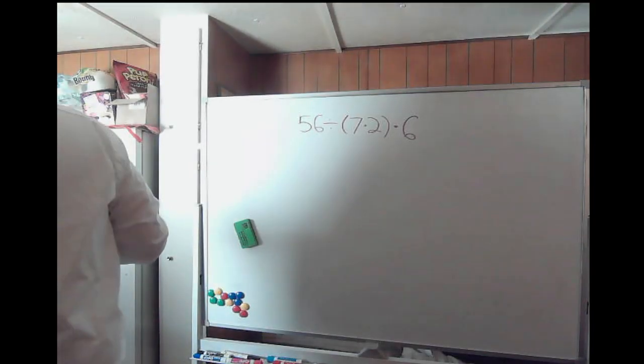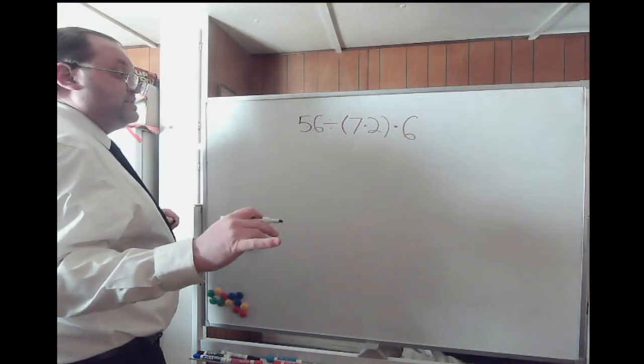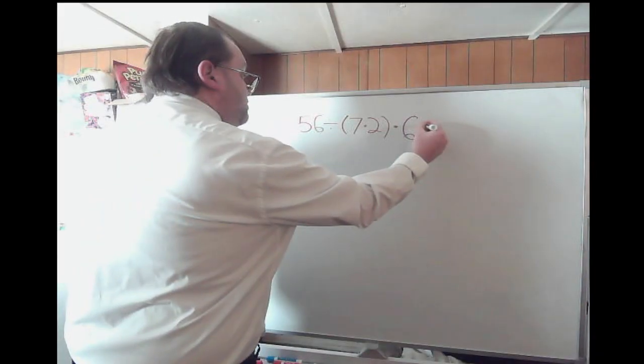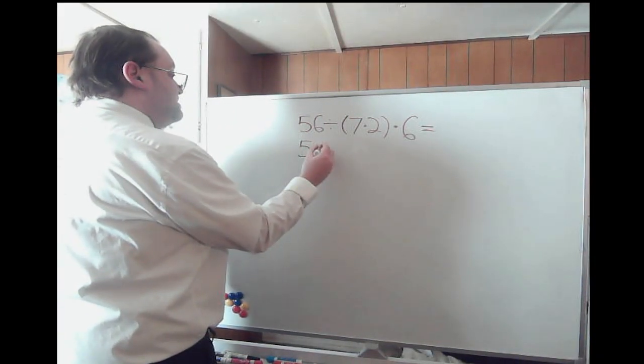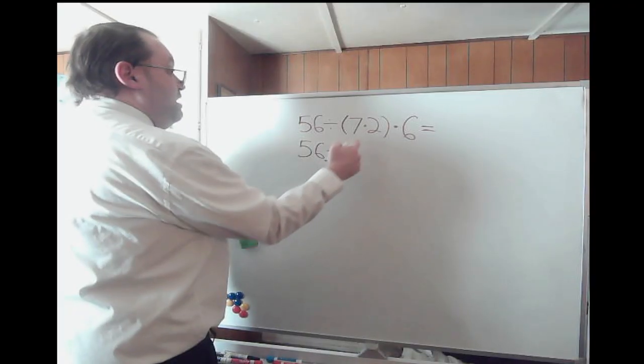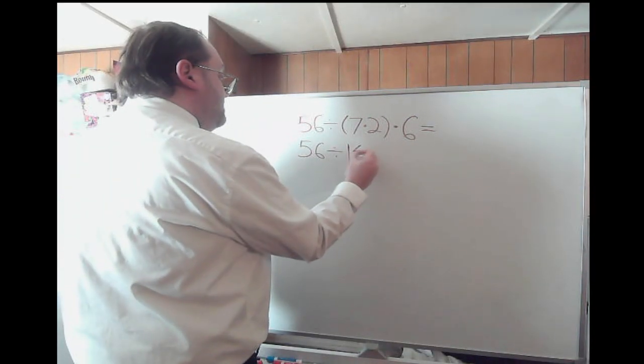Alright. Well, order of operations dictates we do the parentheses first, of course. Parentheses will always come first. So you'll have 56 divided by, now what's in parentheses? 7 times 2, that's 14.